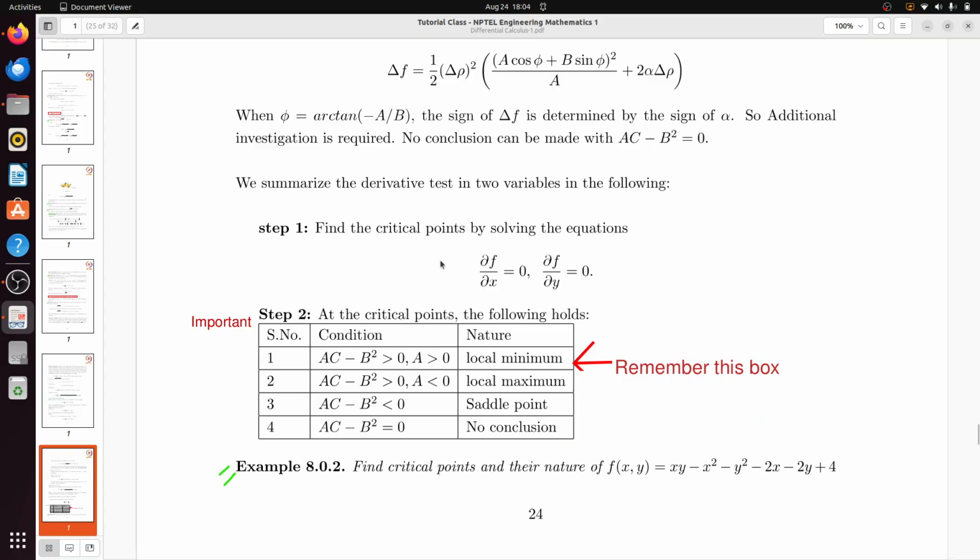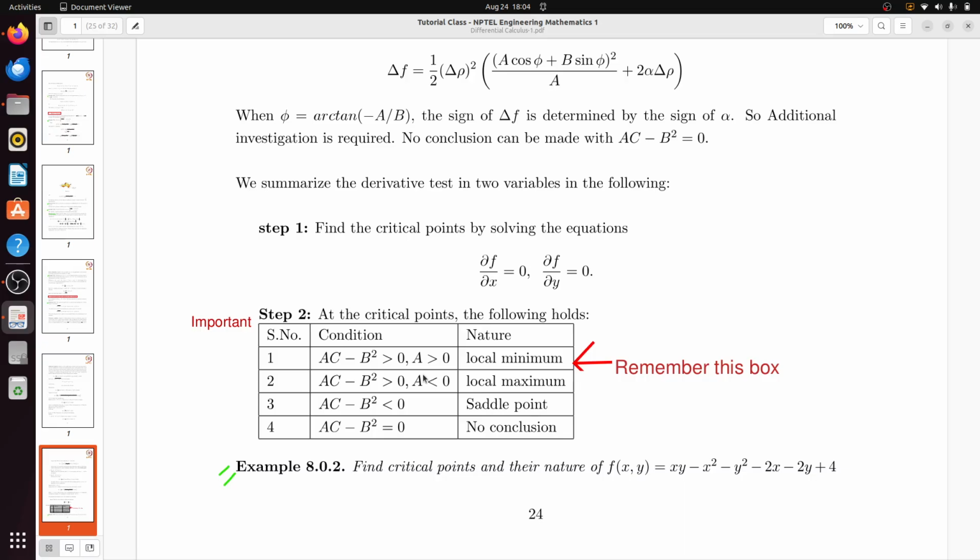So first you determine the critical points. We summarize the derivative test in two variables in the following way. At the critical points the following holds. If your AC minus B square is greater than 0, what is A? Remember our notation: A is del 2f del x square, B is del 2f del x del y, and C is del 2f del y square. Or in other notation, A is the second order derivative of f with respect to x x, B is the mixed derivative f x y, and C is f y y.